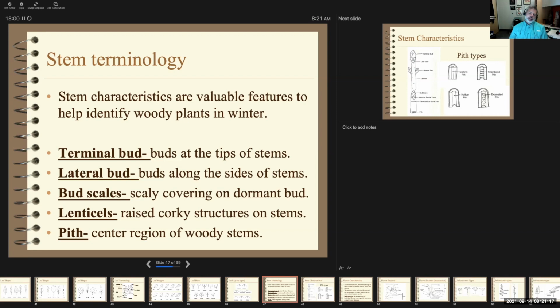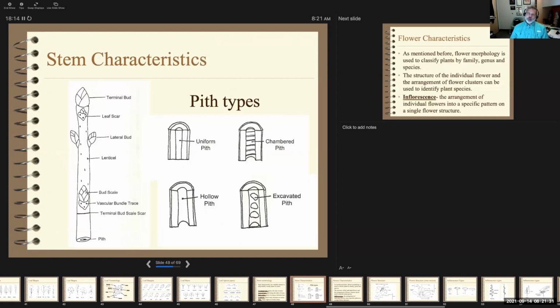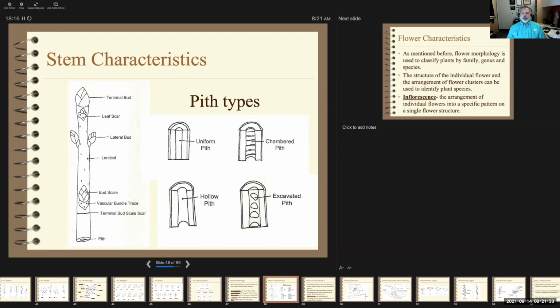And we want you to know, what is a terminal bud, a lateral bud, bud scales, lenticels, pith. You see all those on the screen here. This would be a great time to pause this video to get these pieces of terminology down. And so here are the actual parts of the stem that you might need to know how to classify on a stem. And so again, a good time to pause this video.